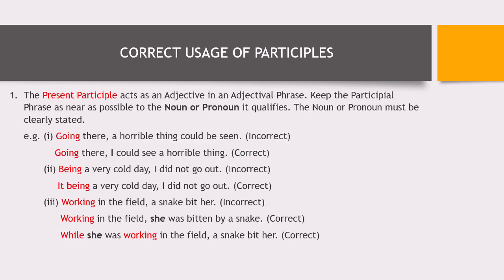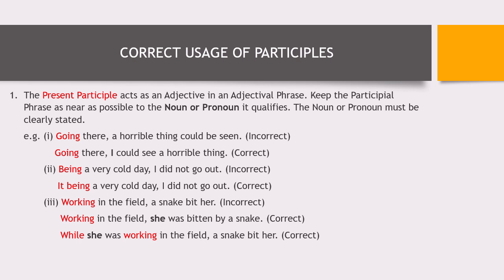Correct usage of participles. The present participle acts as an adjective in an adjectival phrase. Keep the participial phrase as near as possible to the noun or pronoun it qualifies. The noun or pronoun must be clearly stated. For example, 1. Going there, a horrible thing could be seen. Incorrect. Going there, I could see a horrible thing. Correct. 2. Being a very cold day, I did not go out. Incorrect. Yet being a very cold day, I did not go out.